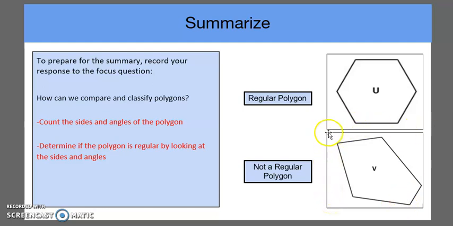We can also determine the type of polygon by counting the sides. So here we can count the sides 1, 2, 3, 4, 5, 6, and we know that this is a hexagon. We could do the same thing down here. We can count the number of sides 1, 2, 3, 4, 5, and determine that a 5-sided polygon is called a pentagon.